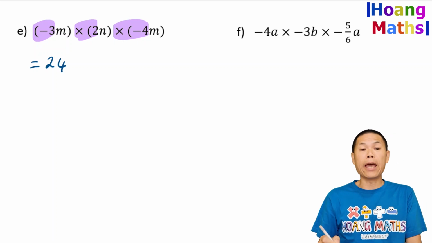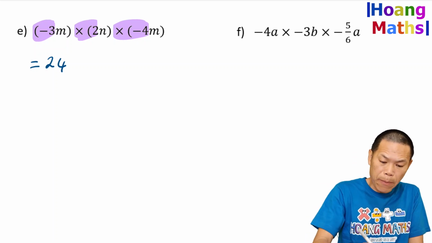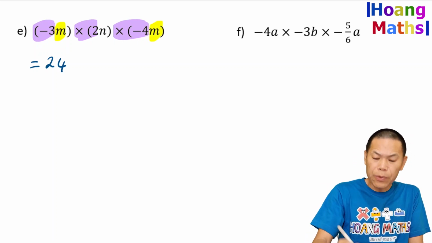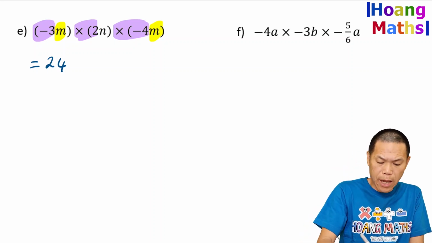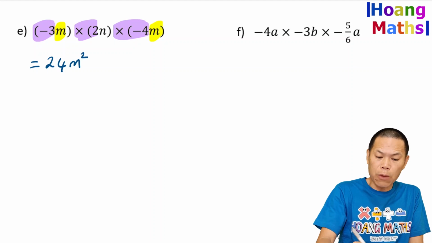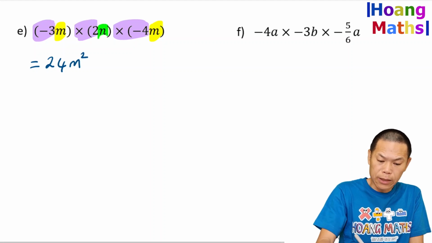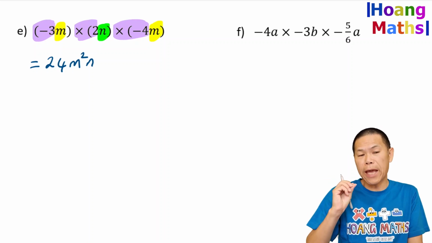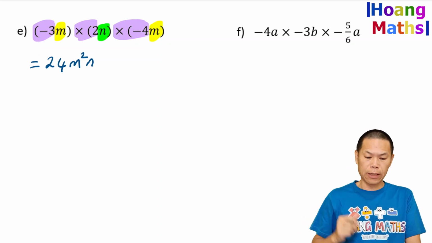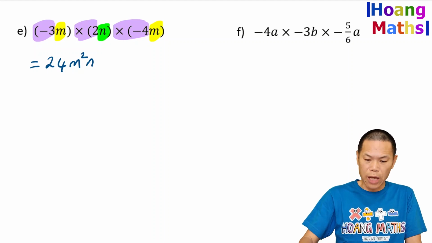And then for letters, we can see we have m here and m. We're dealing with m first. So m times m will give me m squared. And then we times n, so we just write this down, because m squared times n is m squared n. So there you go. Done.